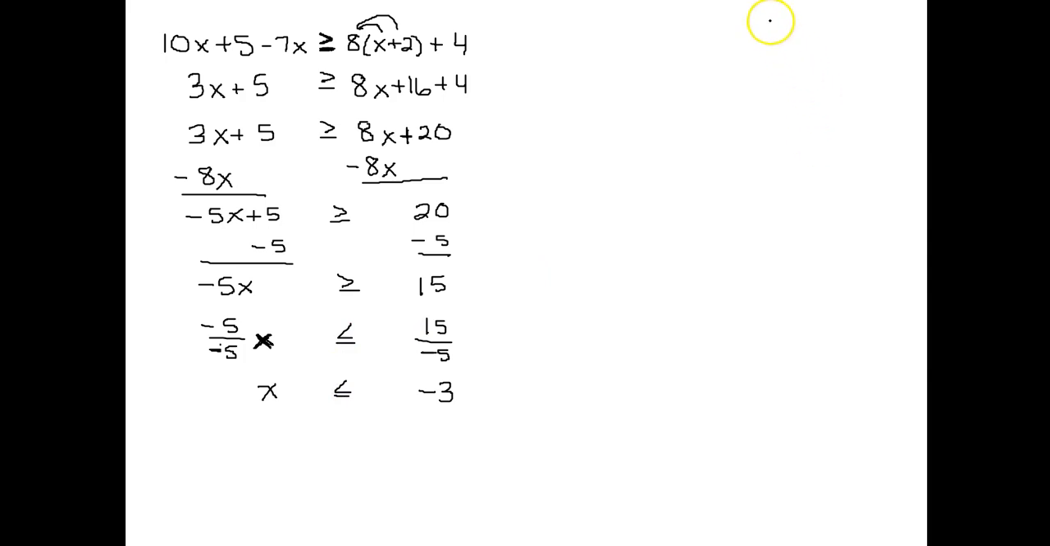Okay, and in case you're wondering why, here's a little sidebar. Let's say you have something like 7 is less than 10. That's true, right? 7 is less than 10. The mouth's open to the bigger one. The mouth's open to the 10.